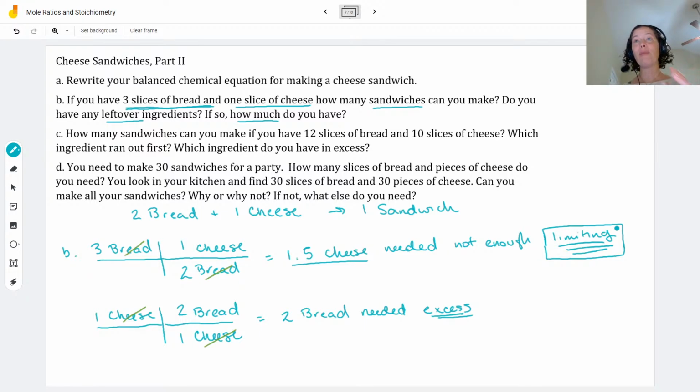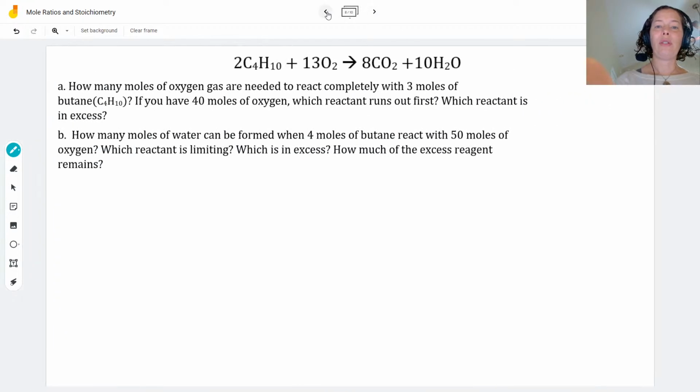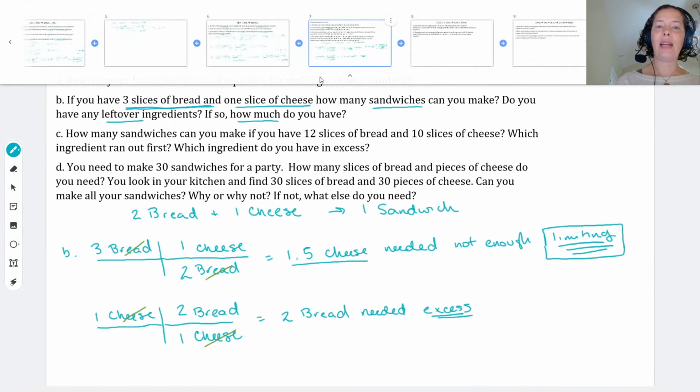But first I have to determine which one is going to run out, because if I start with my 3 bread or my 1 cheese, I'm going to get a different number of sandwiches for each of those. So that's why you determine which one is limiting, which one is going to run out first. So cheese is limiting. I need another page. As usual, I need another page.